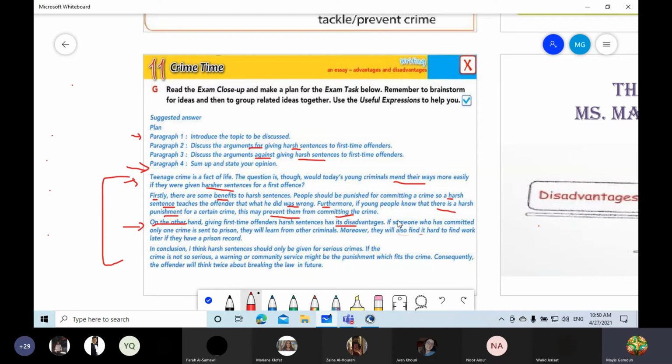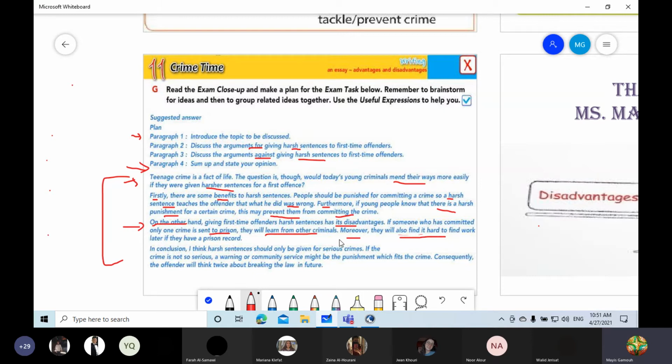As we said, we have to put the details, we have to explain in the body paragraphs. If someone who has committed only one crime is sent to prison, they will learn from other criminals. How is that? Because we do not know the criminals who are in jail. So he might learn more about crimes from them. Moreover, they will also find it hard to find work later if they have a prison record.